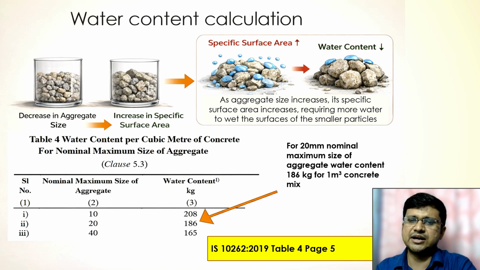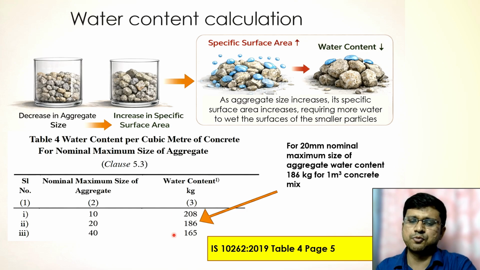So again, if I repeat, if the particle size is less, finer particle, then it will have more surface area. And if surface area is more, water is required to wet the surface. So finer aggregate requires more amount of water. Now, if we again come back to table 4 here, you can see that with the increase in nominal maximum size of aggregate, the water content value is actually decreasing.